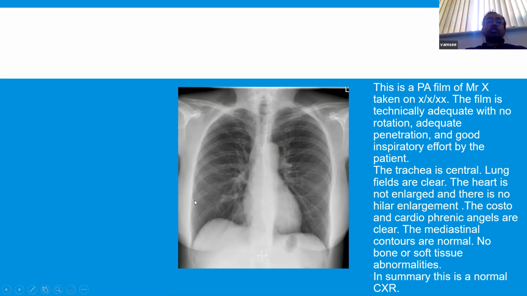The heart is not enlarged. You don't need to measure the ruler. You know roughly that it's within 50% of the overall thoracic volume, which is fine. The costo and diaphragmatic angles are clear. They're very crisp and nice, as you can see on both sides here. So there's no fluid or any masses that you're worried about. The mediastinal contours are normal.